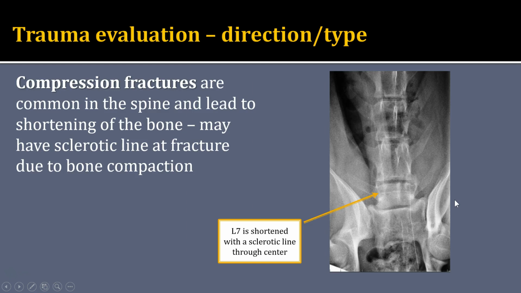A less common fracture we might identify is a compression fracture. These are more common in the spine, and overall you may just appreciate that there has been shortening of the bone. We may actually see a sclerotic line at the fracture due to the bone compaction. This is a ventrodorsal view of the lumbar spine. If we compare L7 to L6, L7 is markedly short, and if you look in the middle of the bone, there's this thin sclerotic line, and this is the compacted bone, and so this would be a compression fracture in this bone.